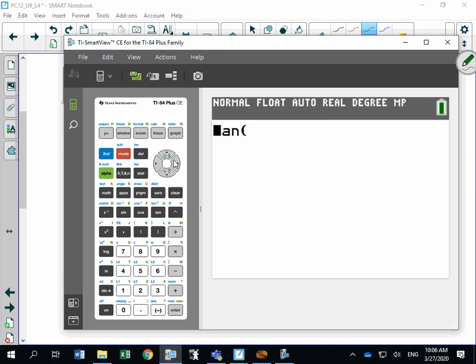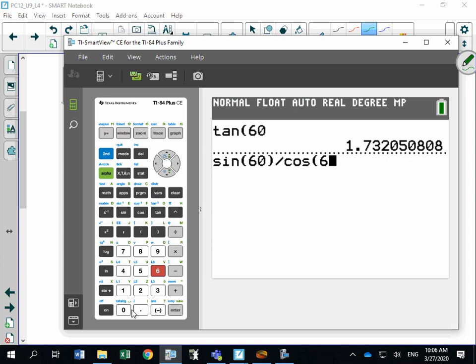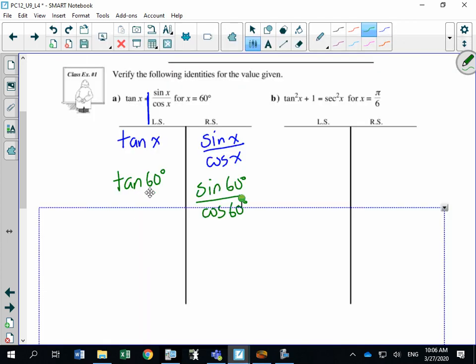Okay, so not showing exact values. The tan of 60 is this guy here. And we're going to check, is that the same thing as the sine of 60 degrees divided by the cos of 60 degrees? And it is, right? So left-hand side equals right-hand side. We're verifying the identity.